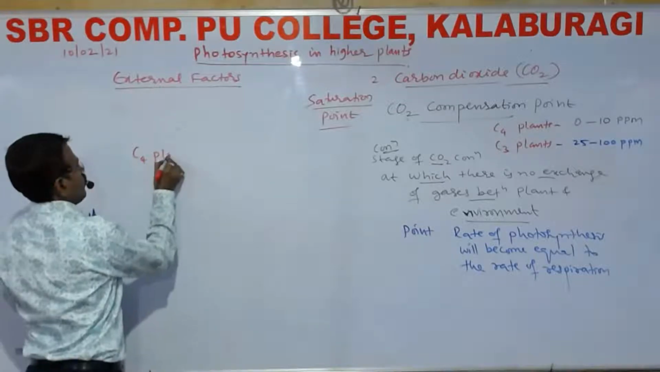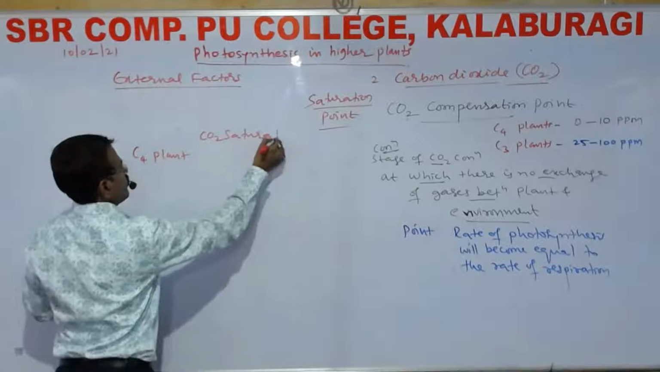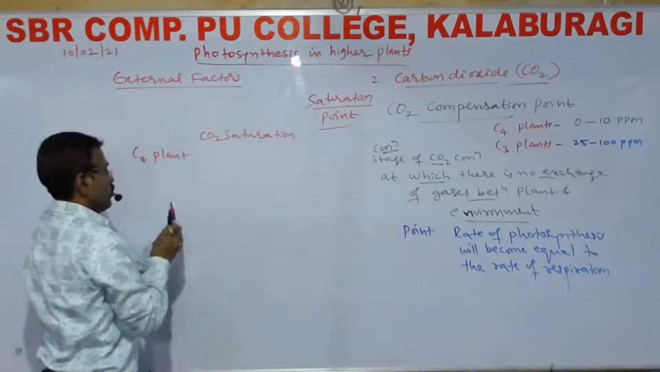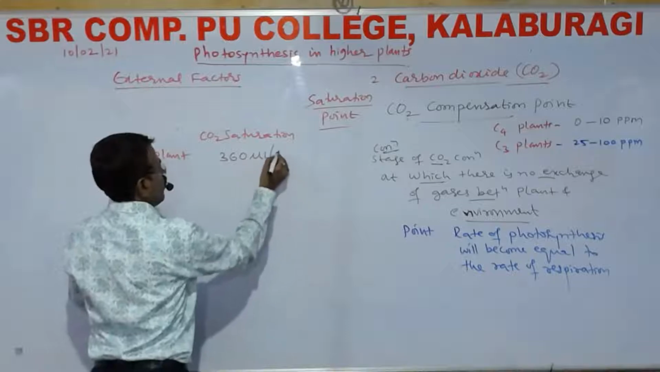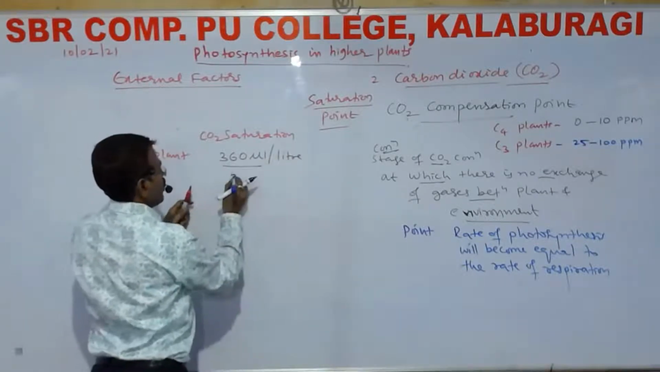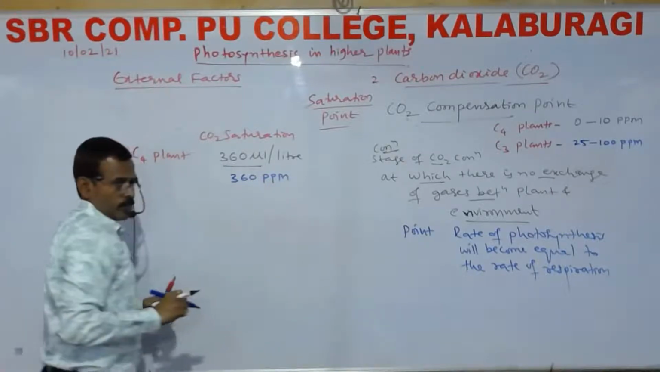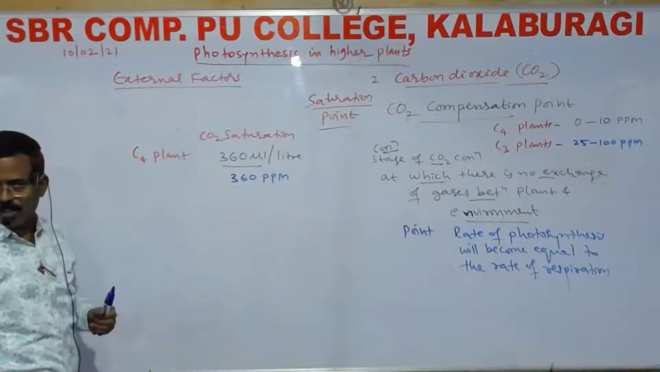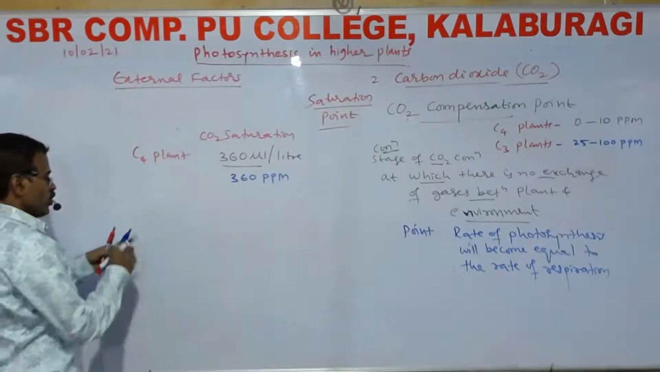C4 plants, carbon dioxide saturation. It is 360 microliter per liter. It is also written as 360 ppm. ppm is parts per million.